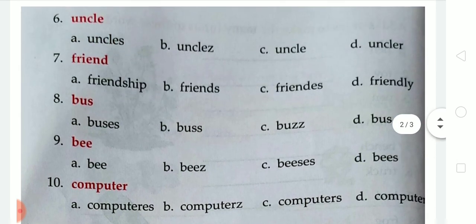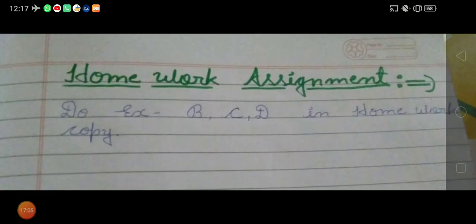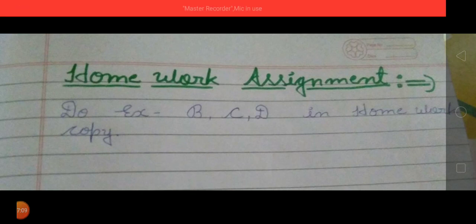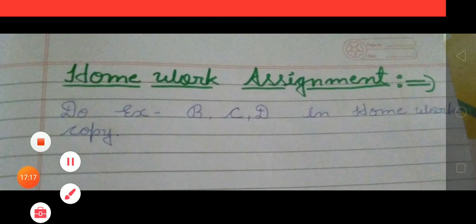So dear student, your today's homework is you have to do exercise B, C, D in homework copy. Okay student, you have to do exercise B, C, D in homework copy.